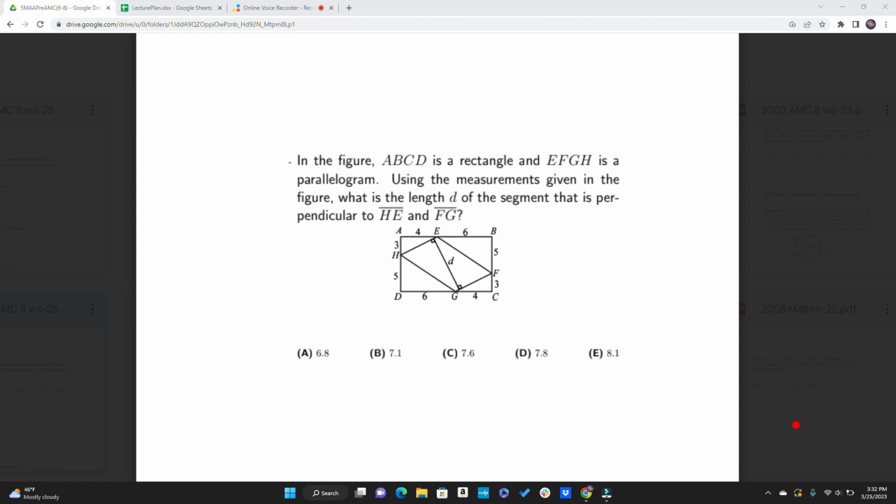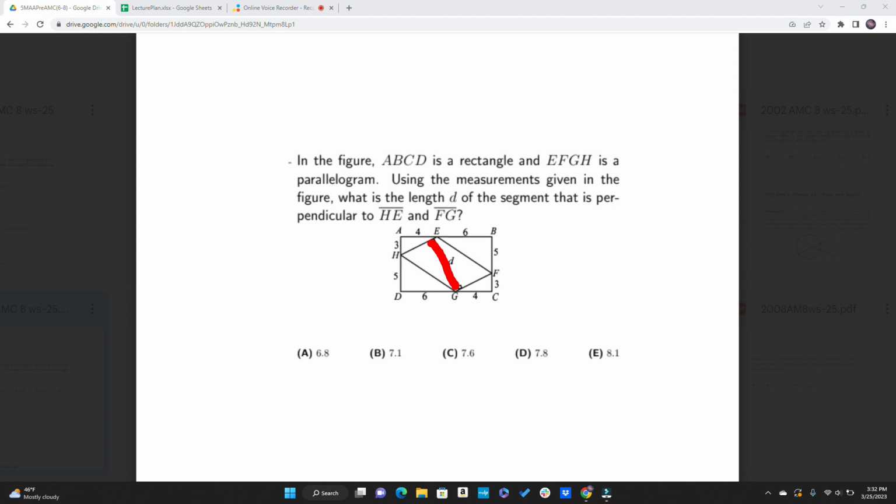So we've got a rectangle ABCD and a parallelogram EFGH inside that rectangle. And we want to use the measurements given in the figure to find the length of this line segment here, that's D. We know it's perpendicular to HE and FG.